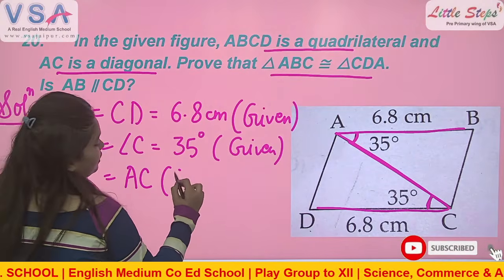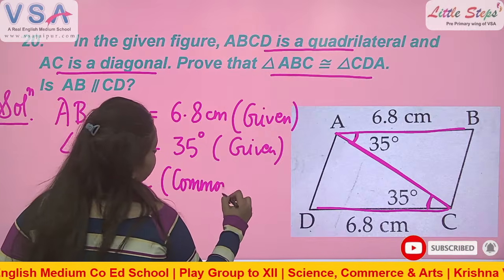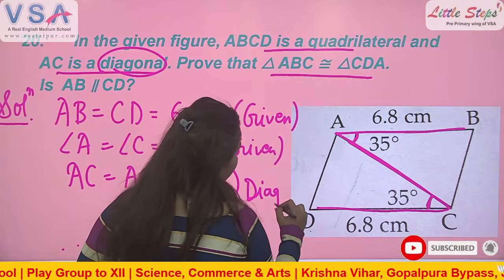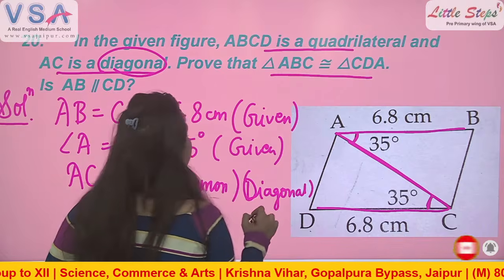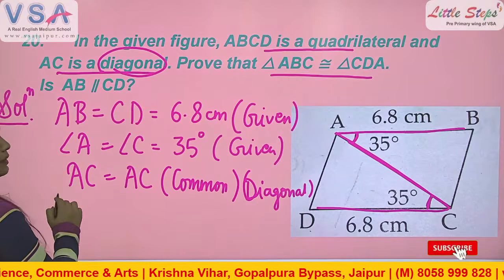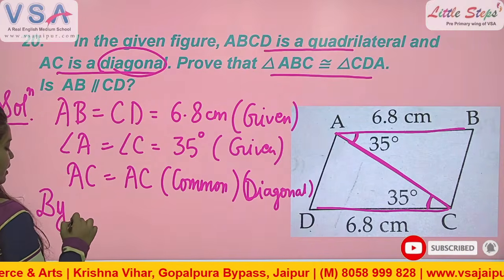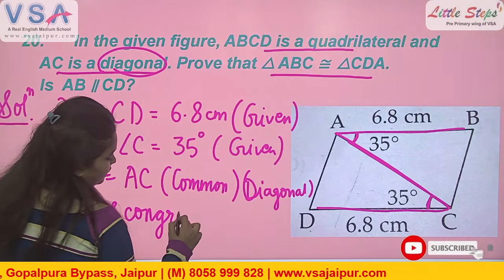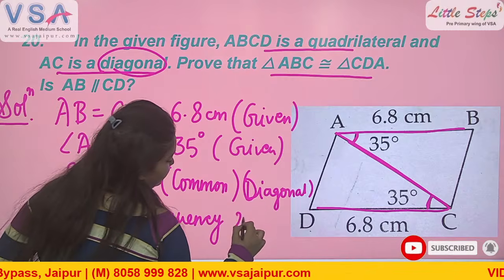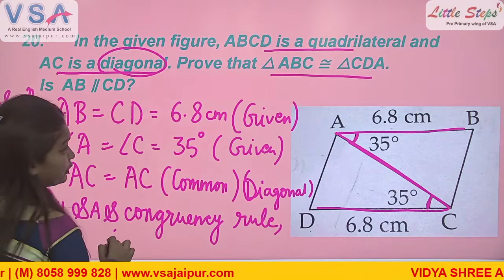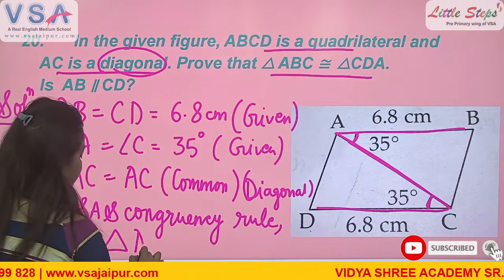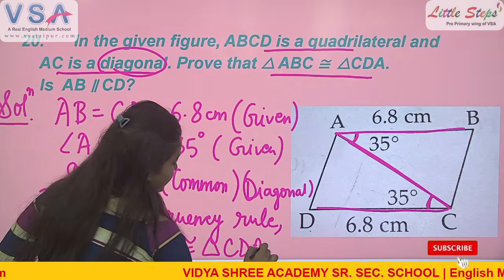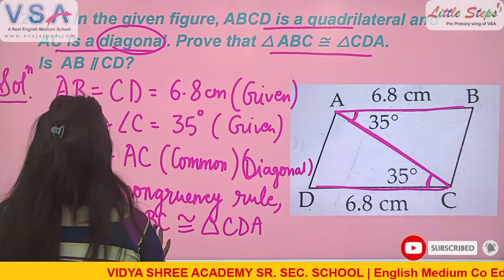You can write common or you can write diagonal. What is it? It is a diagonal. You can write anything, whatever you like to write. Now tell me, this is side, this is angle, this is side. By SAS congruency rule, both the triangles are congruent. Triangle ABC congruent to triangle CDA.